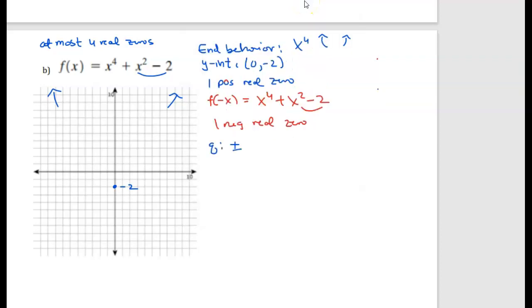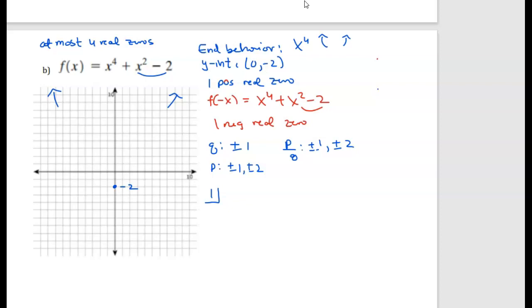The q's are plus or minus 1. The p's are plus or minus 1 and plus or minus 2. So p over q's are plus or minus 1 and plus or minus 2. Good, not that many to choose from. Let's try 1.